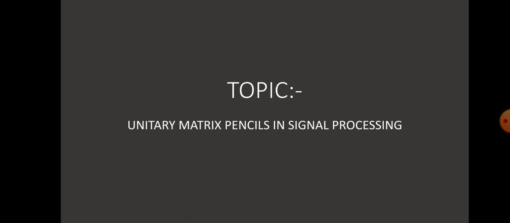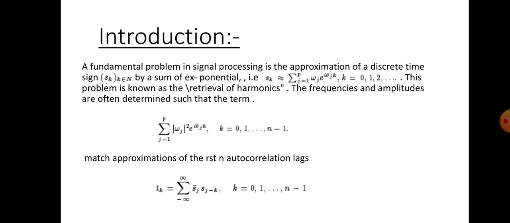Elementary constructions. For a 2 by 2 unitary matrix, the general expression of the matrix is U equals [a, b; minus e^{iφ} b conjugate, e^{iφ} a conjugate]. These are the eigenvalues. So now let's look into the next topic. Now let's start with how unitary matrices are used in signal processing. Unitary matrix pencils, how they are used in signal processing. Now let's see the introduction first.